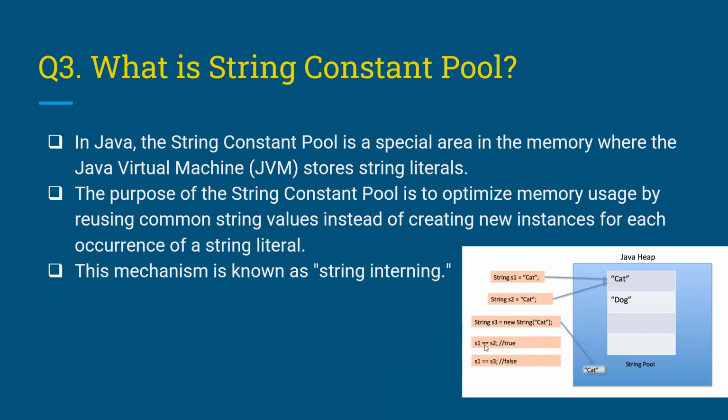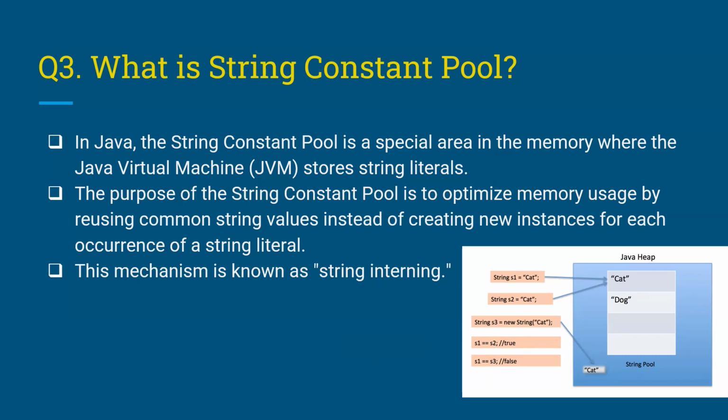Now, if you use the equal operator to compare the references, S1 and S2 are both pointing to the same thing, so we'll get true because both point to the same reference. Whereas S1 and S3 are pointing to different memory blocks, the string constant pool and the heap. So the hash codes will be different, and that's the reason I'm getting false. This mechanism is known as string interning. So what is the meaning of string interning here? A simple thing is this.